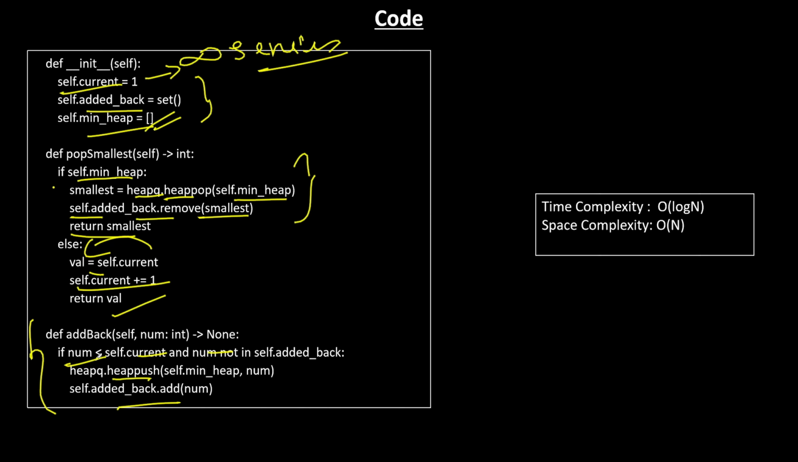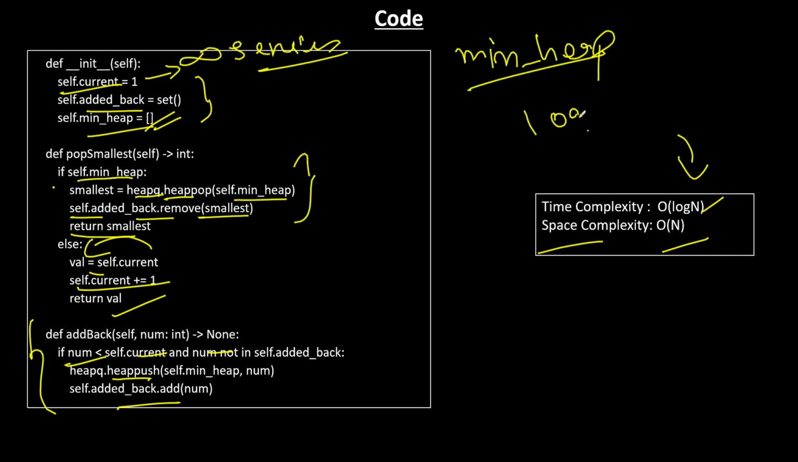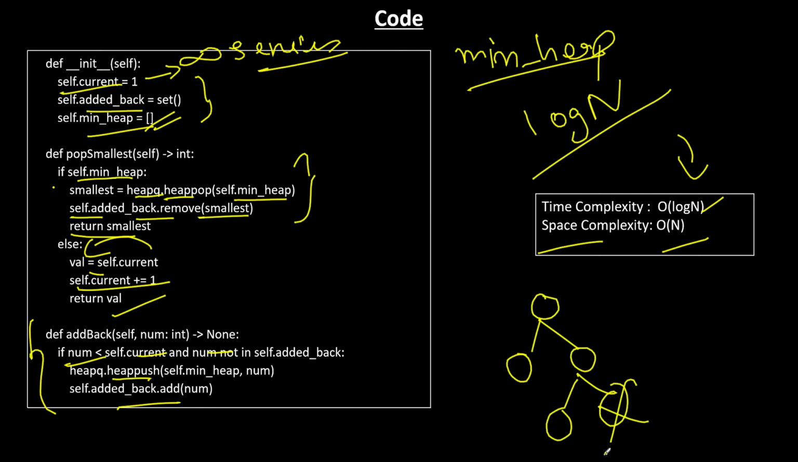Now the time and space complexity for this code comes out to be, for time, O of log n, and for space, O of n. Why? Because since we are using a min heap, or a max heap, anything, the complexity for popping out an element or adding an element is always log n. Okay, because basically heaps are trees, right? So when you remove this particular element from the tree, the complete restructure is done, and that complete restructure takes O of log n time for adding and popping.